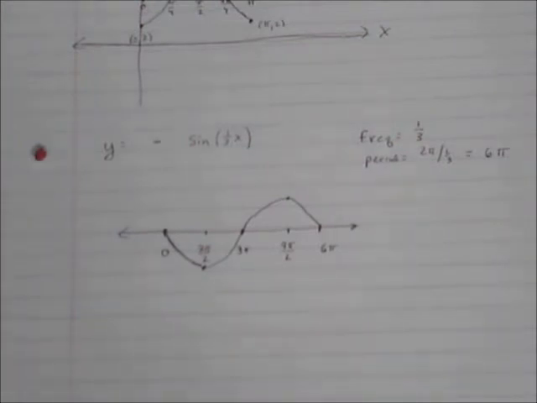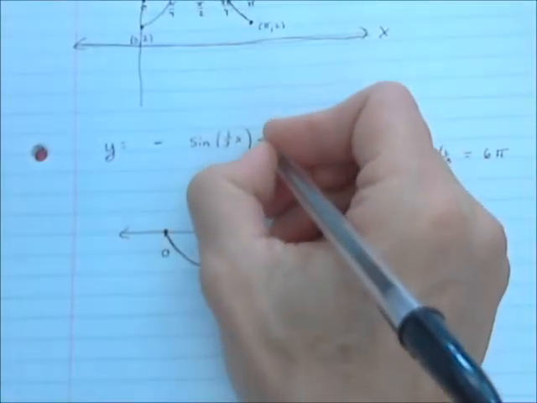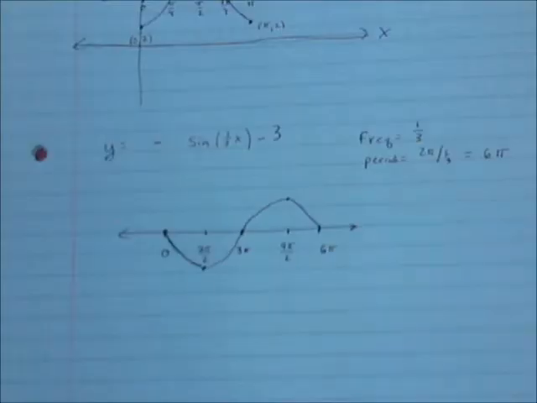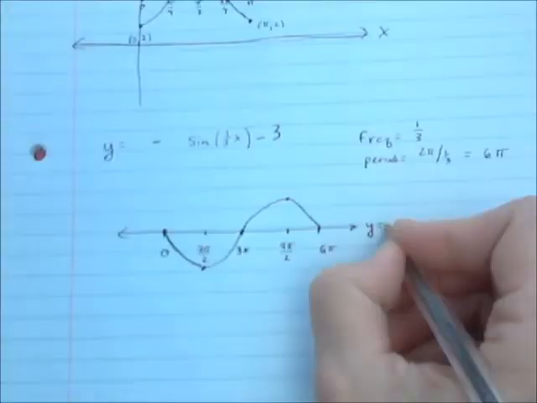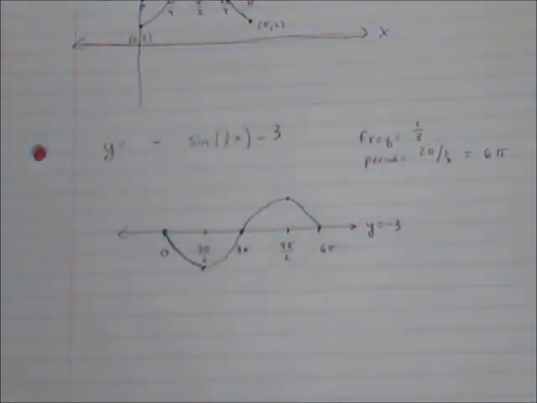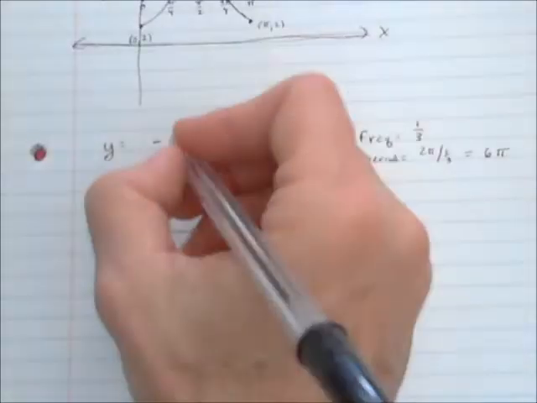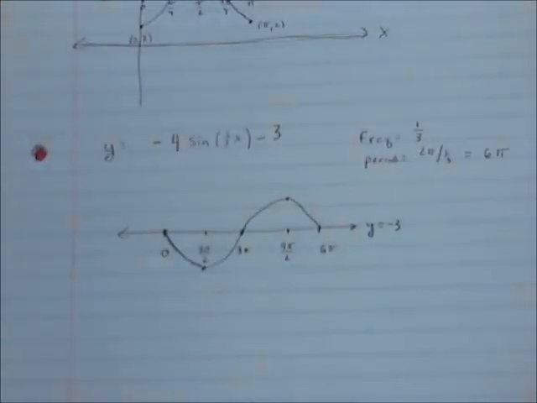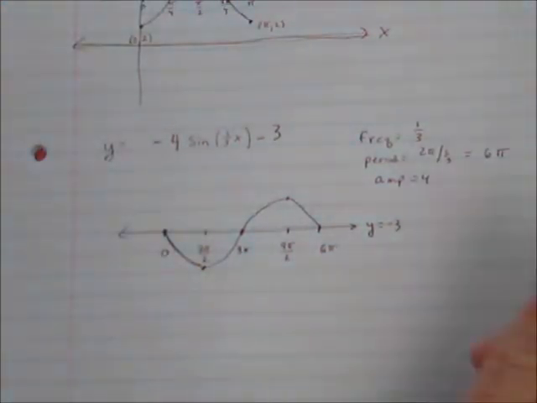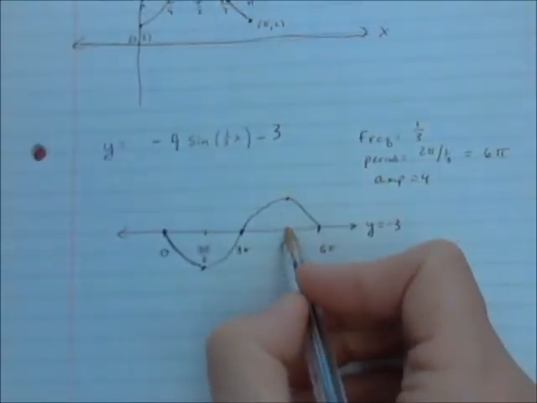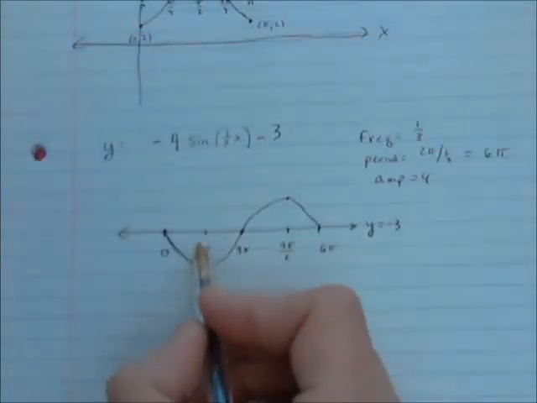Now let's tack on a vertical shift. Let's do -3. So this will be y is equal to -3. So we're underneath the x-axis right now. Let's put an amplitude on. Let's put an amplitude of 4. So we'll mark the amplitude is equal to 4. So the distance between here and here is 4. Here and here is 4.